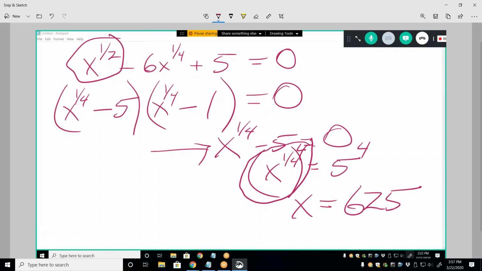Okay? That's one answer. And it's not plus or minus 625. When I took x to the 1/4 and I took it to the 4th power, it became x, and 5 to the 4th power is positive 625. So now I'm going to do the same thing for this. x to the 1/4 minus 1 equals 0. Solve that.